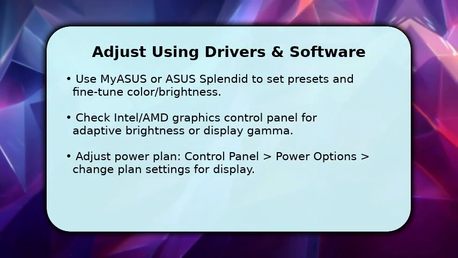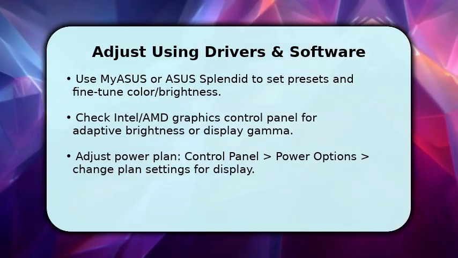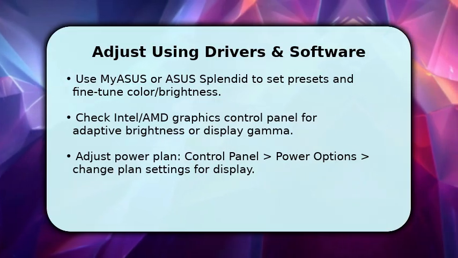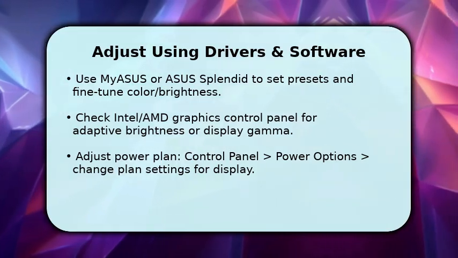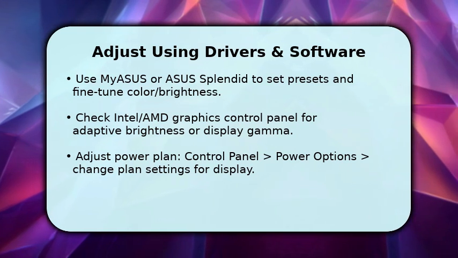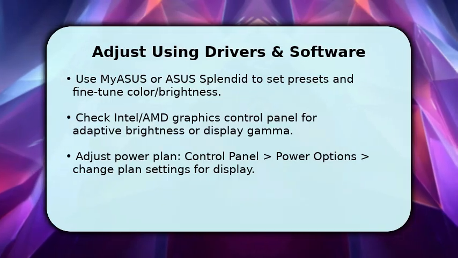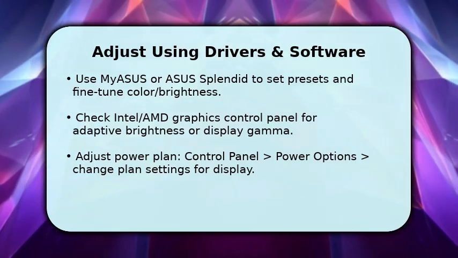Then open your Intel or AMD graphics control panel to disable adaptive brightness or tweak gamma if available, because automatic adjustments can fight manual settings. Also make sure the Windows power plan isn't reducing display brightness. Go into power. Finish by calibrating and securing the changes so brightness stays where you want it.